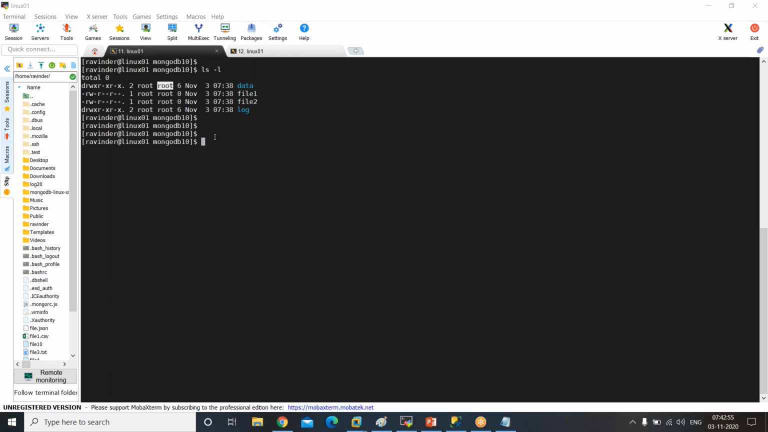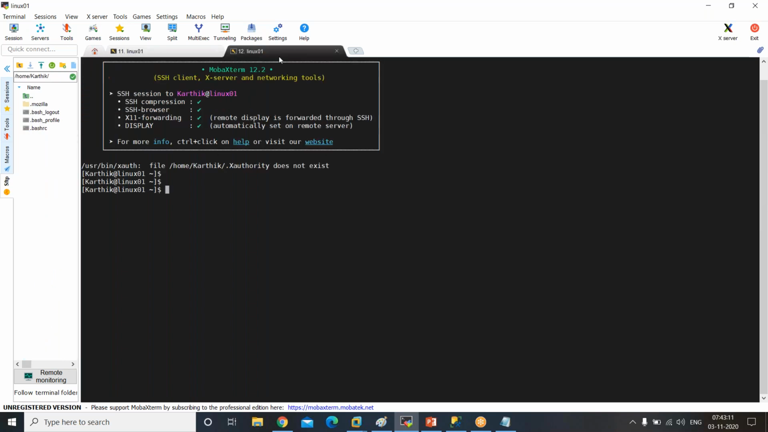So here, try to follow. This file is owned by root. Root owns all the permissions. And here root has read and write, not execution. Even the owner of the file cannot execute it as long as it lacks the execute permission. Now if I go back to the Karthik session, try to follow.